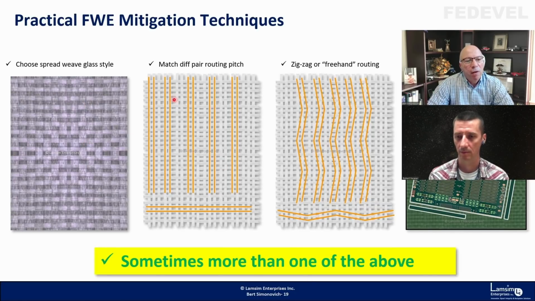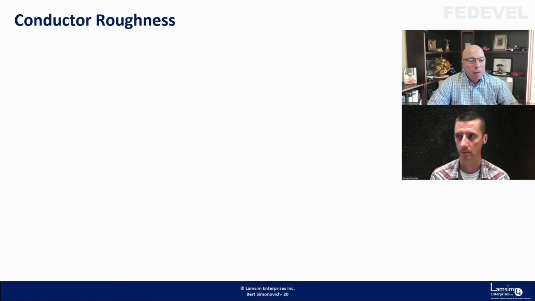Spread weave might be enough. Matching the diff pairs, if you can do it, might be enough, but you can't always do it, because breaking out of your BGA, you're not necessarily going to be on the pitch, right? But you can change the widths and geometry after you break out if you have long lengths. Sometimes you use a combination of these. There's no one rule of thumb that says you just do this and it'll be okay, right? So that's it for material properties from the dielectric end.